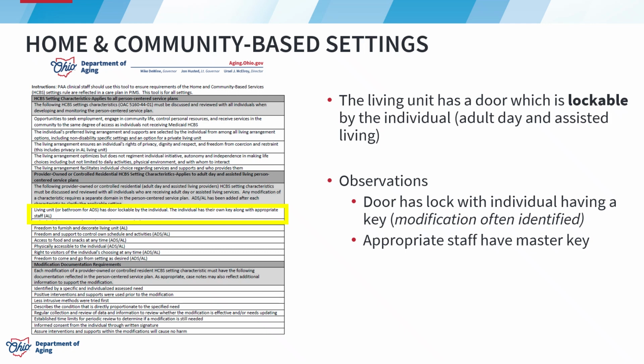So as many of you might be familiar with, you had to go back and update your care plans so that if an adult day didn't have a lock on the bathroom, there was a justified need in the care plan, also known as the modification, and make sure that the adult day center was given an updated care plan to reflect that.